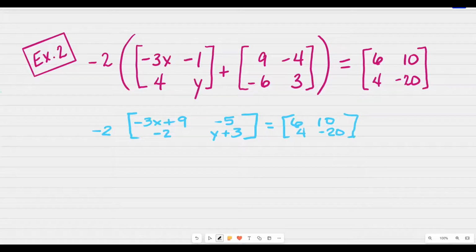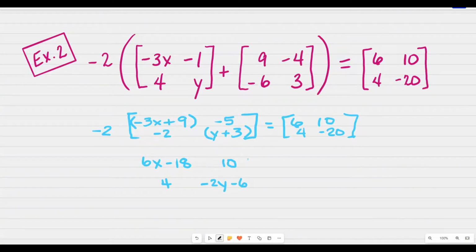And that just simply means that I'm going to distribute, but I have to pay attention. This is an expression. So an expression means I'm going to have to distribute to every term that's inside of these parentheses that I'm placing there. So negative 2 times negative 3x is positive 6x, and then negative 2 times 9 is negative 18. Going to the next element, negative 2 times negative 5 is positive 10. Going to the next row, negative 2 times negative 2 is positive 4. The next element has an expression, so I have to distribute. Negative 2 times y is negative 2y. Negative 2 times 3 is negative 6.